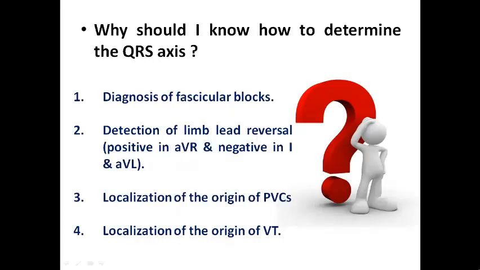So the last thing in our lecture today is: why should I know how to determine the QRS axis? As we mentioned at the start of this lecture, it helps you in the diagnosis of fascicular blocks. It helps you to detect limb lead reversal, which for example would be positive in AVR and negative in lead 1 and AVL, and we are coming in another lecture to an example of limb lead reversal. It helps electrophysiologists in localization of the origin of PVCs and also in localization of the origin of VT, which is very important in ablation procedures in order to determine the origin, so we can ablate this origin of the tachycardia to terminate it.